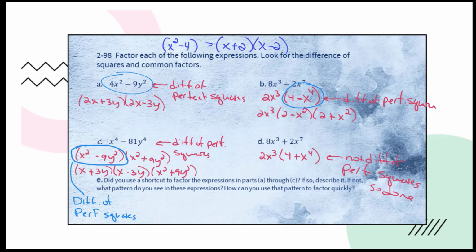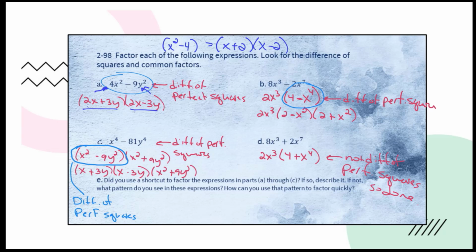Okay, so part A, if you notice, my 4x squared and my 9y squared are perfect squares. So I use the difference of perfect squares similar to what we did above. I do a plus and a minus. So square root of 4x squared is 2x. So I've got 2x and a 2x. Square root of 9y squared is 3y. So I have a 3y and a 3y. So it's 2x plus 3y and 2x minus 3y. And that is all you're doing on A.